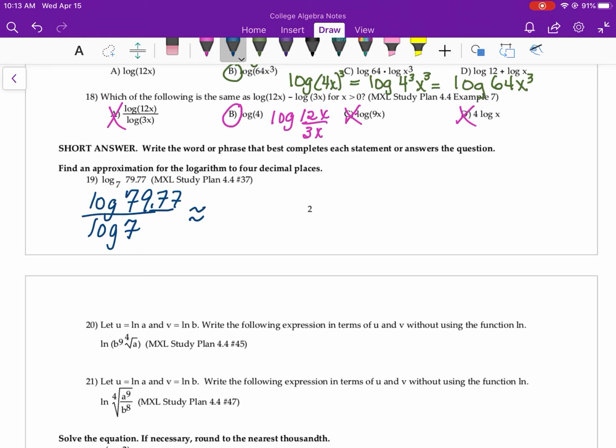On your test, it will tell you to do change of base, and you guys have to show your work that demonstrates that you know how to use this formula. So if I put that into my calculator, it's about 2.2504.